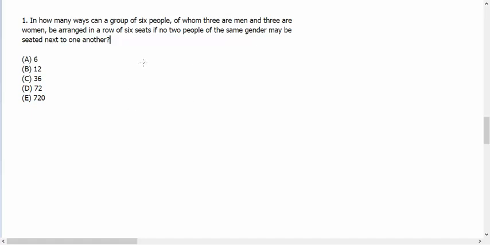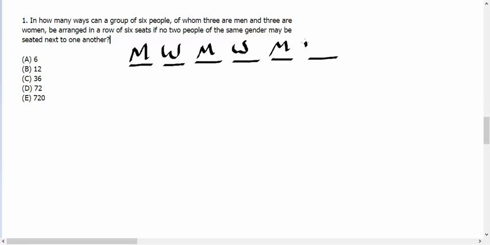Well, let's take a look at some of our different. Let's give ourselves an example first. So if I have 6 seats, 1, 2, 3, 4, 5, and 6. Well, if I started with a man, put an M, then I'd have to have a woman here, then a man, then a woman, then a man, then a woman. And similarly, if I started with a woman, then I'd have to have a man, a woman, a man, a woman, and a man. So it really depends on who I start with in a certain way.